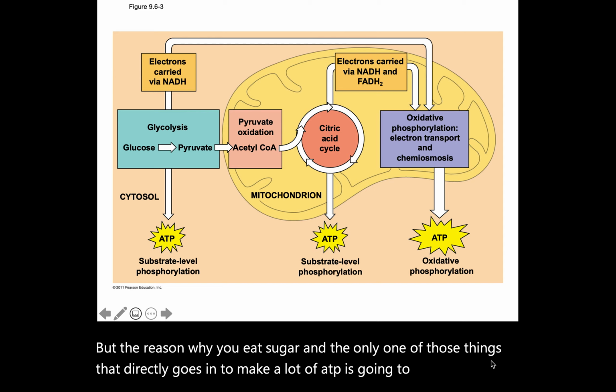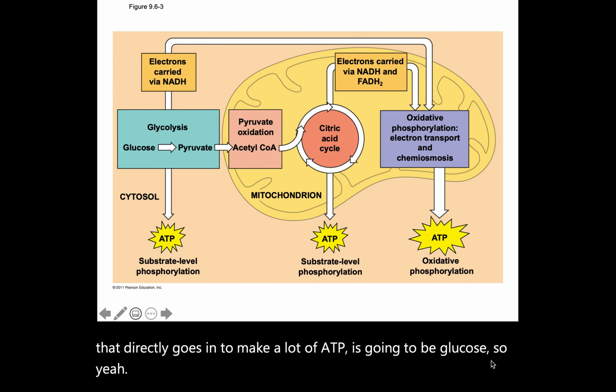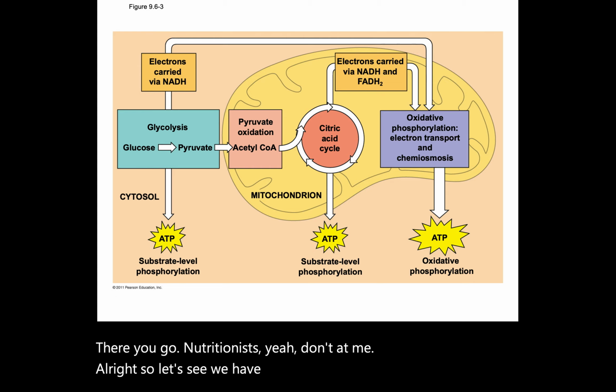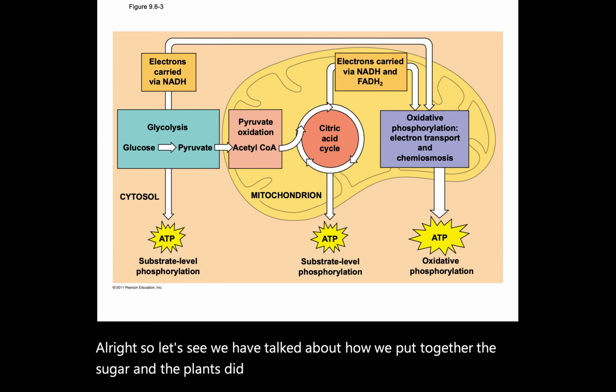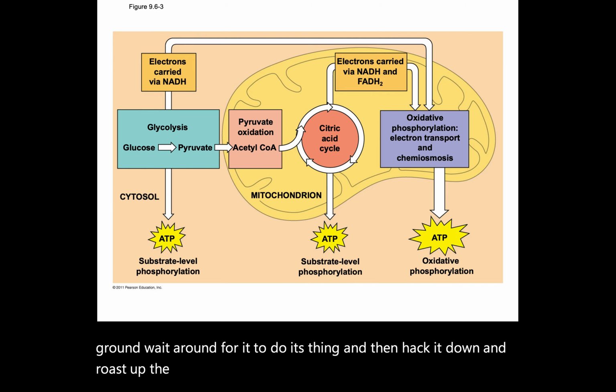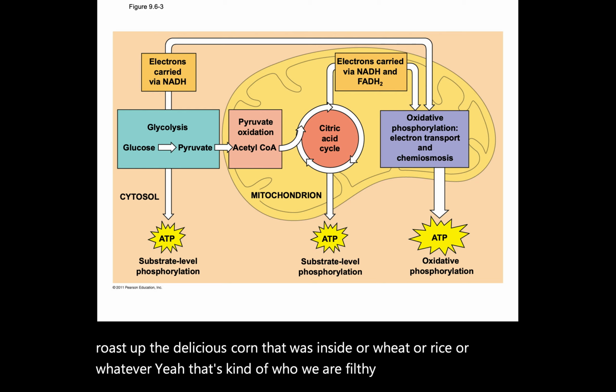So yeah, there you go, nutritionists. Yeah, don't at me. All right, so let's see. We have talked about how we put together the sugar, and the plants did all that. And humans just stick the plant in the ground, wait around for it to do its thing, and then hack it down and roast up the delicious corn that was inside, or wheat, or rice, or whatever. Yeah, that's kind of who we are, filthy, scavenging parasites of plants.